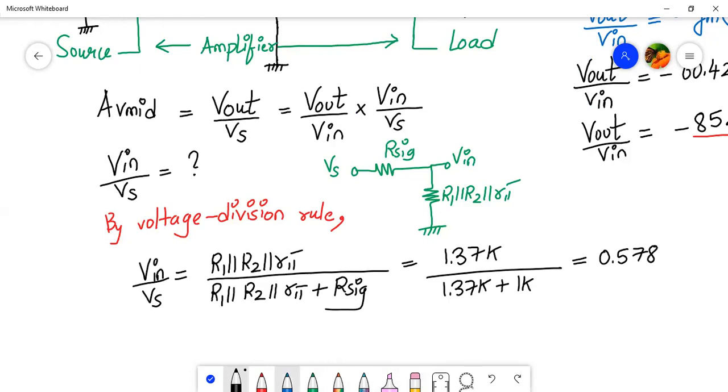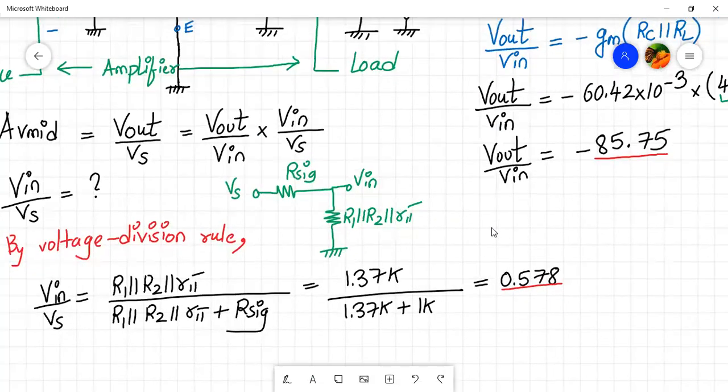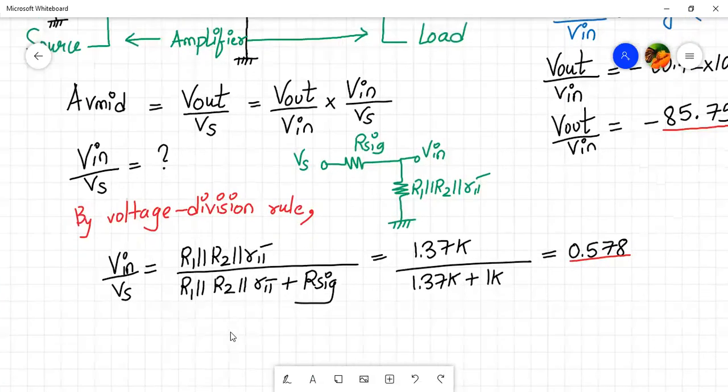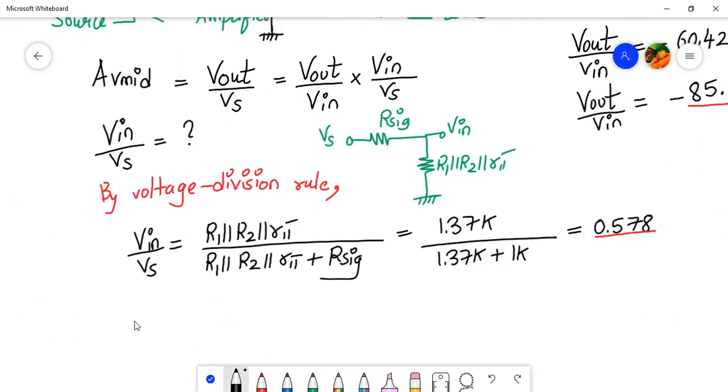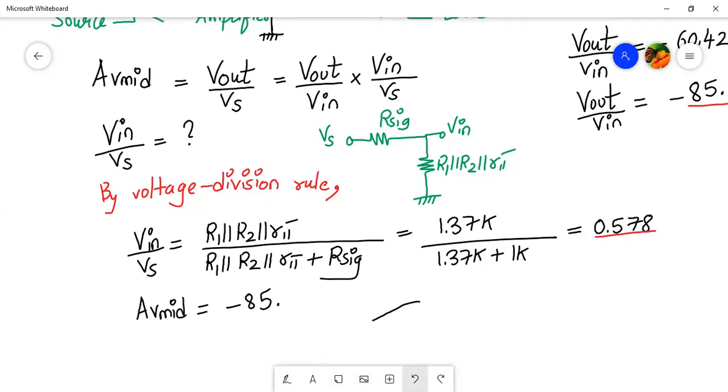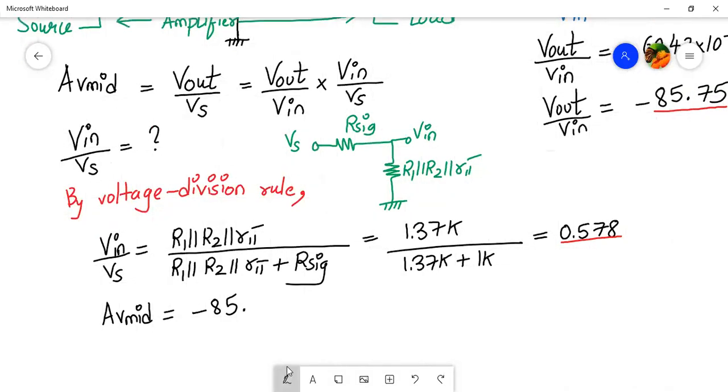0.578. Now many people don't calculate this value and directly treat V out upon V in as the final voltage gain, which is wrong. What is the final voltage gain? AV mid. Let us rewrite. So AV mid will be given by V out upon V in times V in upon Vs. The value is minus 85 point, how much is that? Let me check it out over here. 85.75.